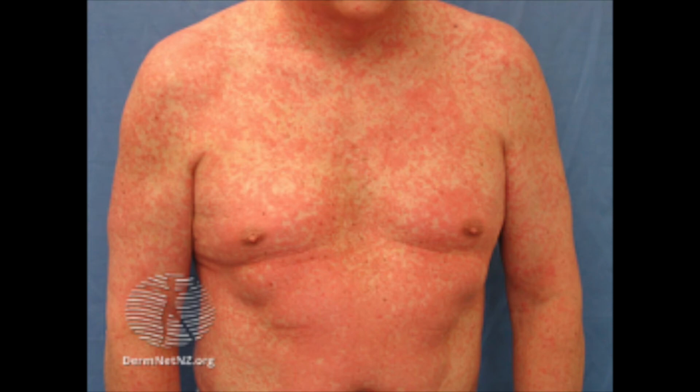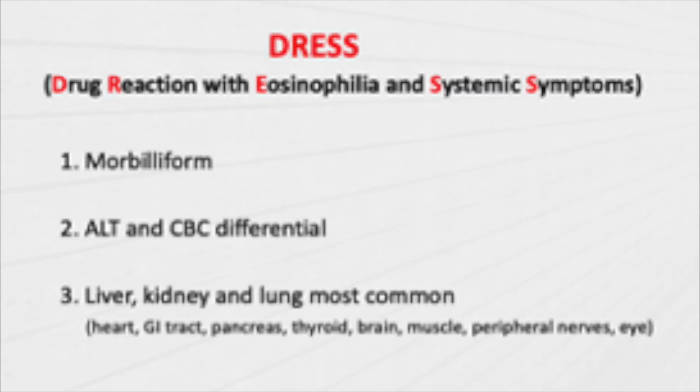Combining all the clinical information, it should make you think of DRESS, which stands for drug reaction with eosinophilia and systemic symptoms. It is a severe idiosyncratic drug reaction that can affect many organs. The rash usually appears classically 2 to 6 weeks after the start of a new medication. Characteristic lab findings include elevated ALT and eosinophilia.